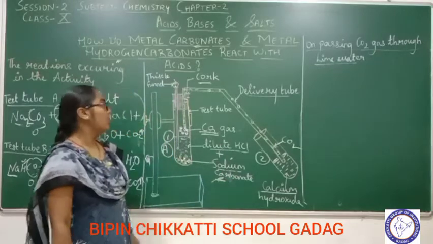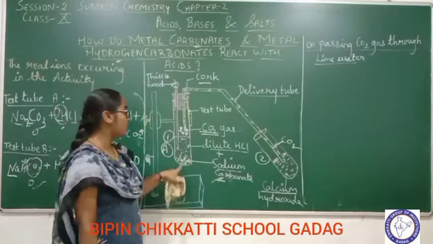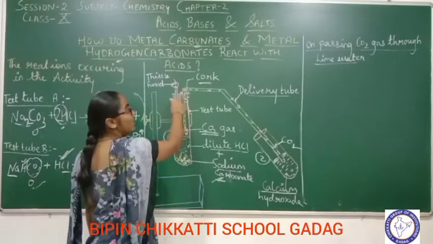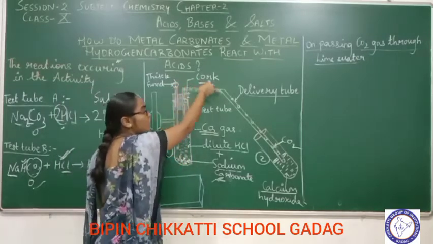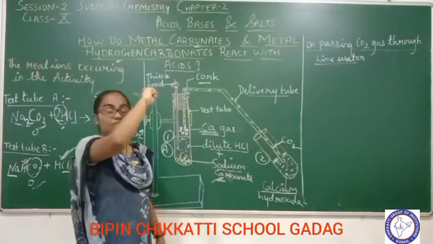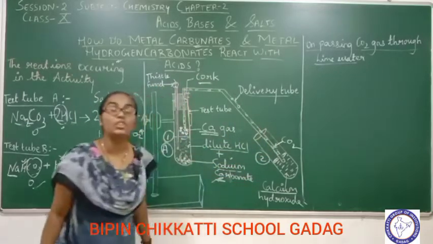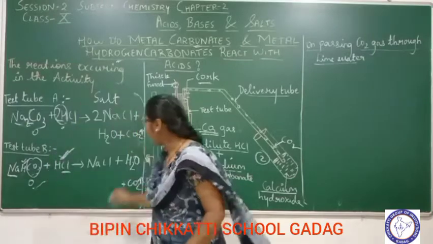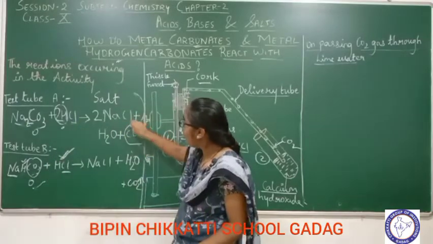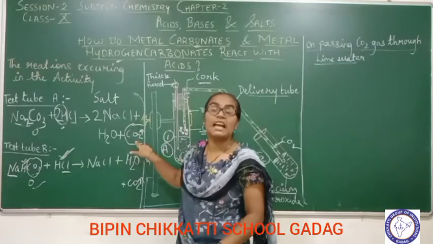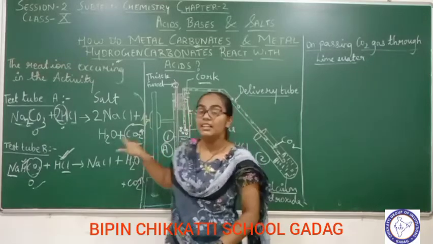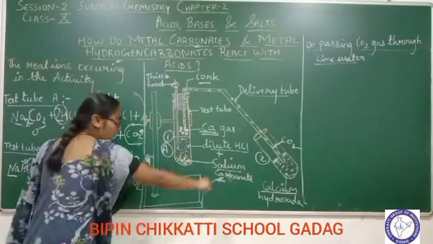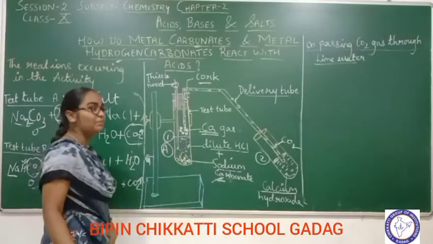Now what I mean to say is that the carbon dioxide gas, when it is evolved from test tube A, travels through the delivery tube, then enters test tube 2. What does test tube 2 contain? Calcium hydroxide. So whatever carbon dioxide gas has been evolved has to react with the calcium hydroxide over here.